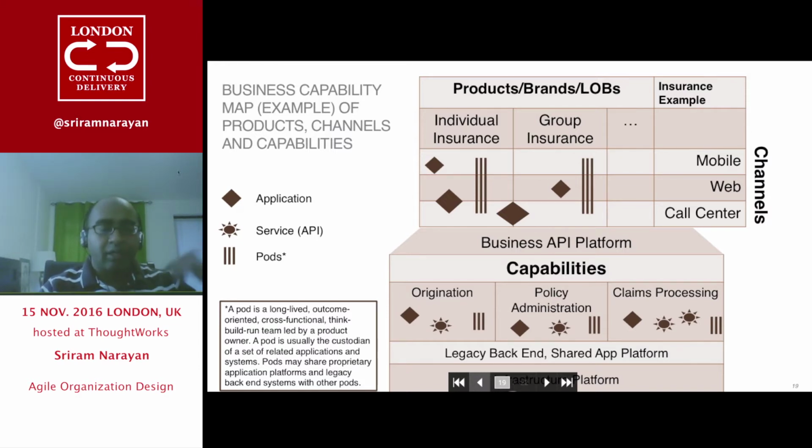So it's not enough to just think in terms of organizing by capabilities, but really think in terms of, okay, how can I think of the digital infrastructure of my business in terms of products, channels, and capabilities, and then how can I organize teams so that they are aligned with products or underlying capabilities. And each team here is a pod, which is a long-lived, outcome-oriented, cross-functional team. It's think, build, and run, and it is the custodian of a set of related applications or services.